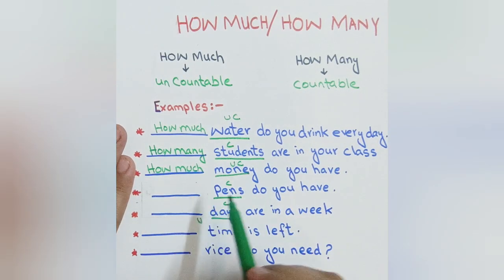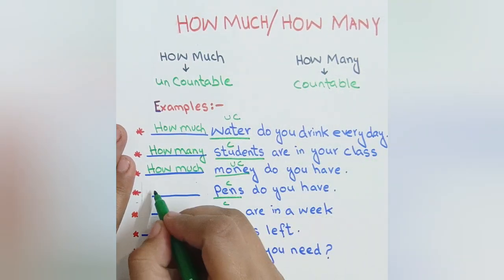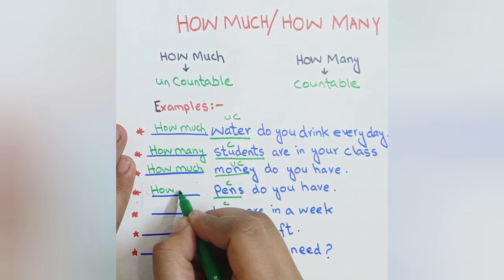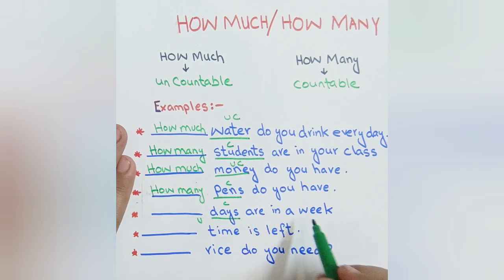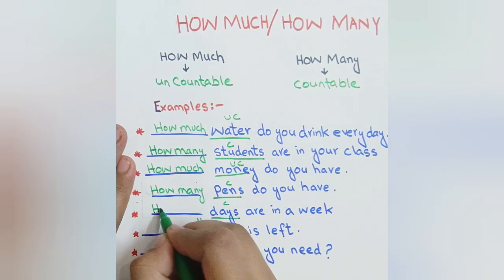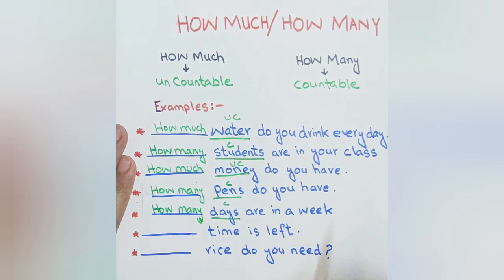So the next is: blank pens do you have. The pens is countable, so you will be writing over here: how many pens do you have. Blank days are in a week. Again, the days you can count easily, so you will be writing over here: how many days are in a week.